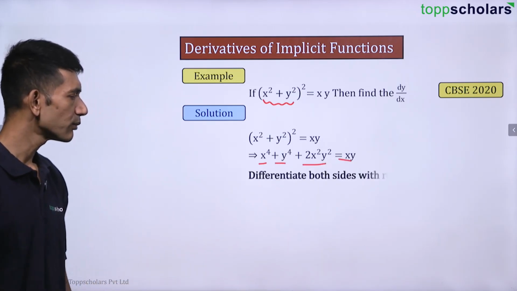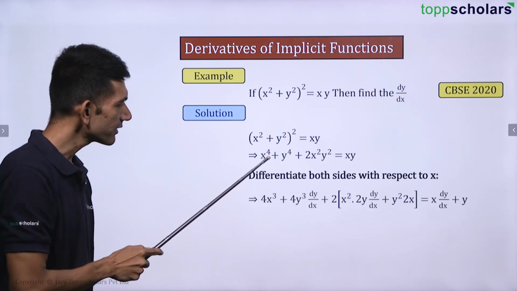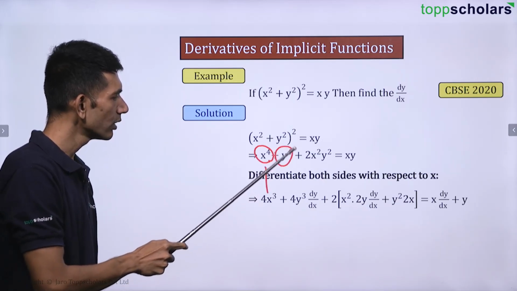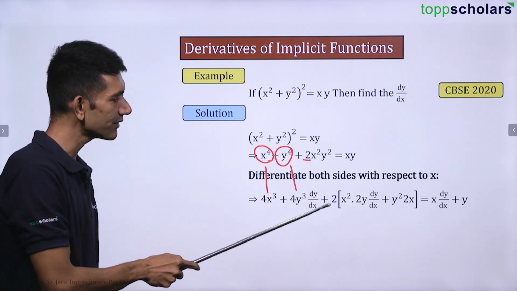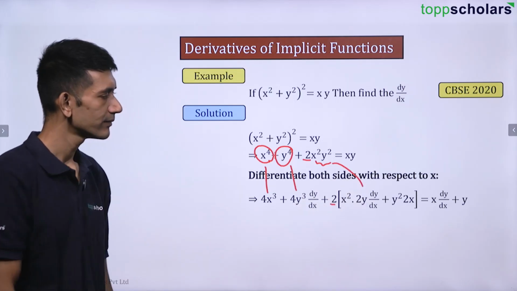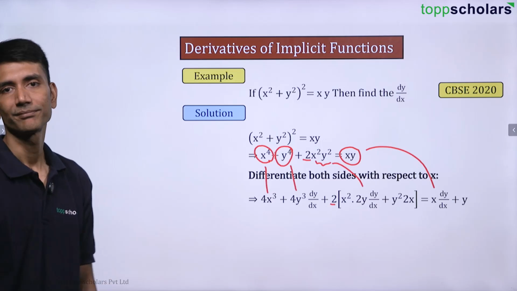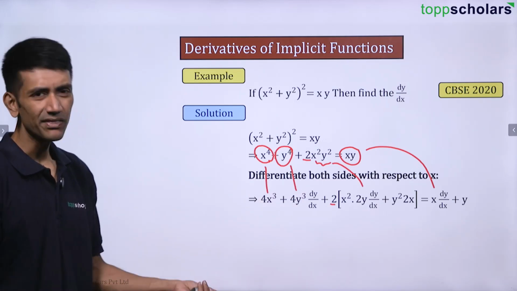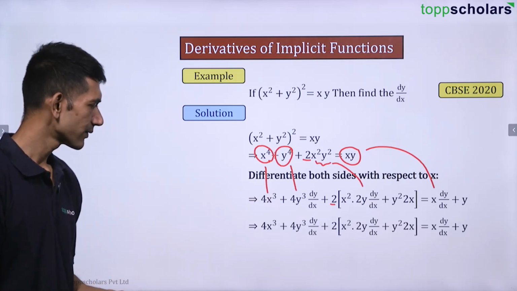Now we will differentiate both sides with respect to x. Take the derivative correctly. X raised to 4 becomes 4x cube. Y raised to 4 becomes 4y cube dy by dx. Now 2 will remain as it is. You will apply product rule here inside, and here also you will apply product rule on the right hand side. I hope this part is clear. It will be lengthy, but the procedure remains the same. We are just applying UV rule there, nothing much.